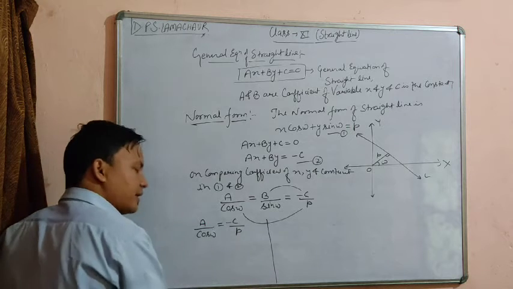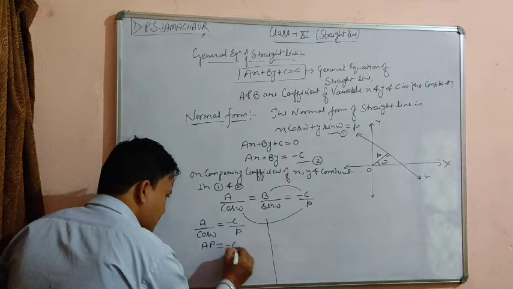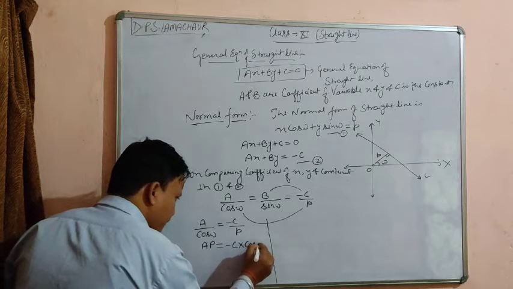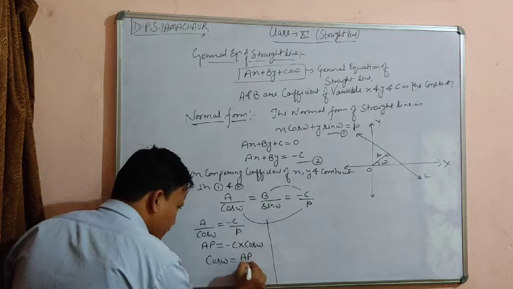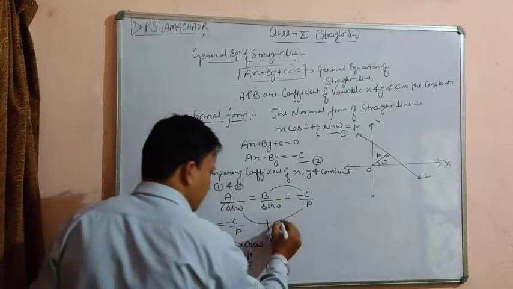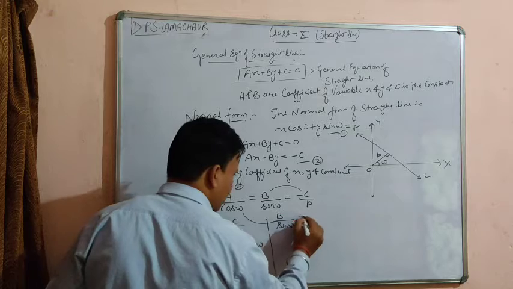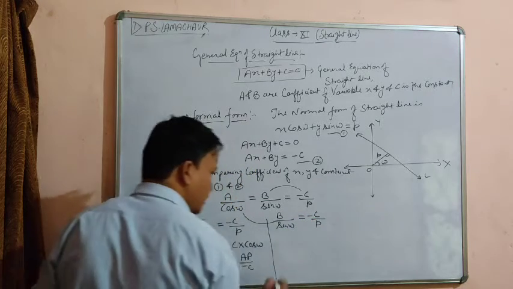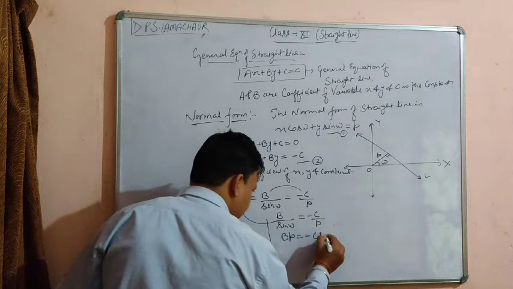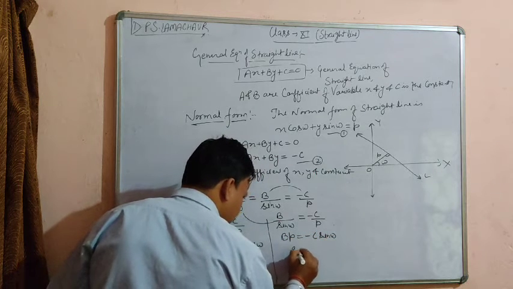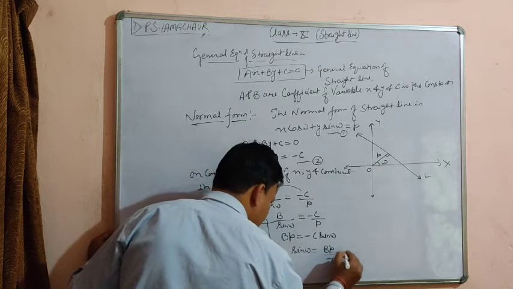So what we get here: ap equal to minus c into cos omega. So the value of cos omega will be ap upon minus c. Now b upon sin omega equal to minus c upon p, because this is also proportional. So on cross multiplying both sides, b into p equal to minus c sin omega. So the value of sin omega is bp upon minus c.